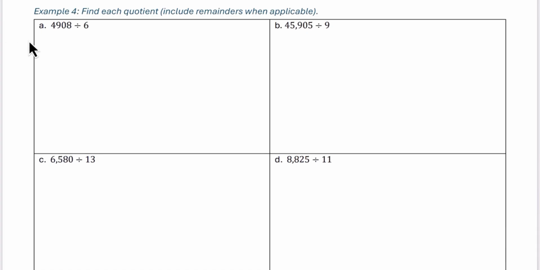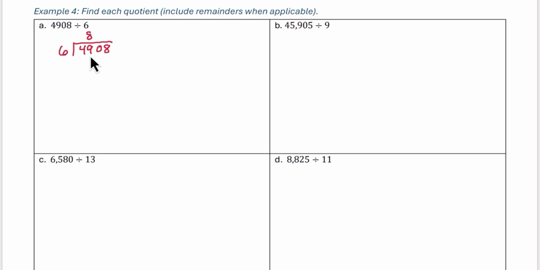For example, 4,908 divided by 6. We'll start by putting the dividend 4,908 inside the division bracket. And we put 6, the divisor, on the outside. And now we want to ask ourselves, how many times will 6 go into 4? It will not go into 4, so we expand that a little bit and ask, how many times will 6 go into 49? 6 will go into 49 8 times.